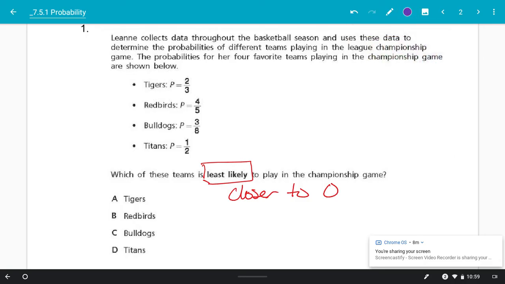So I can use my calculator. I can do 2 divided by 3 to get 0.6 repeating. I can do 4 divided by 5 to get 0.8. 3 divided by 8 to get 0.375. And I can do 1/2. I could do 1 divided by 2, or we know that that is 0.5. So which one is the least likely to get in the championship game? Which one is the closest to 0? And that's going to be choice C, the Bulldogs.